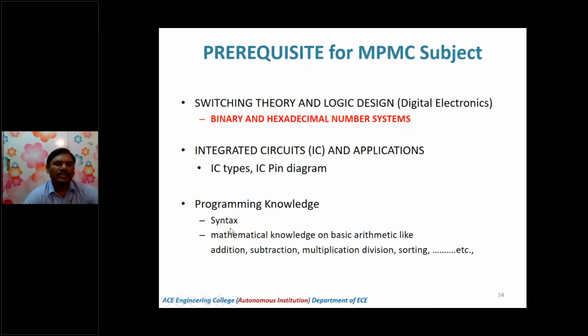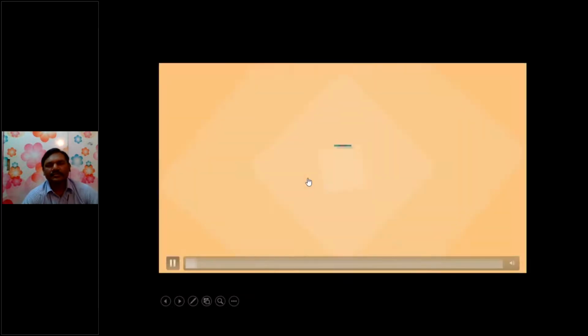In that programming knowledge, we should learn about syntax and mathematical knowledge of basic arithmetic like addition, subtraction, multiplication, division, sorting, and so on, in terms of the hexadecimal number system, because microprocessors understand the hexadecimal number system.